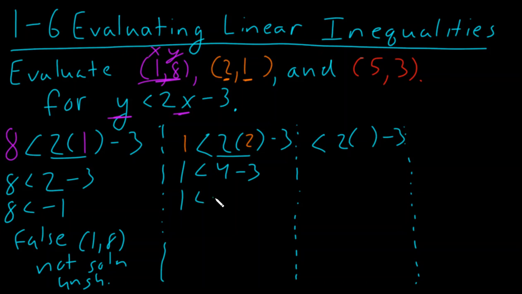4 minus 3 would be 1. 4 minus 6 is positive 1. Now, let's say you see this: 1 is less than 1. Well, can something be less than itself? Oh, and by the way, of course not.